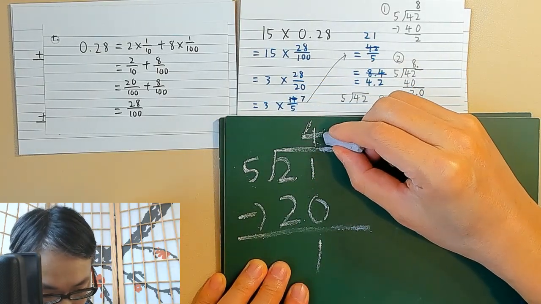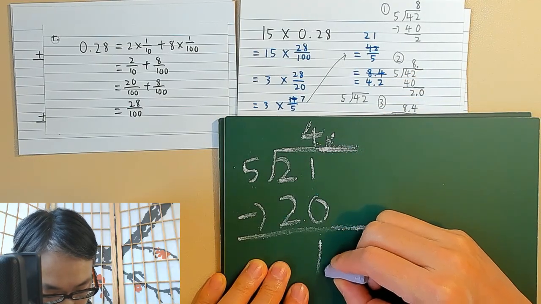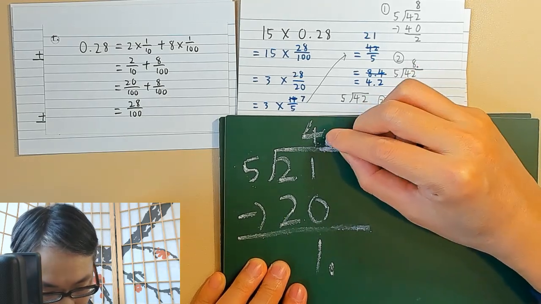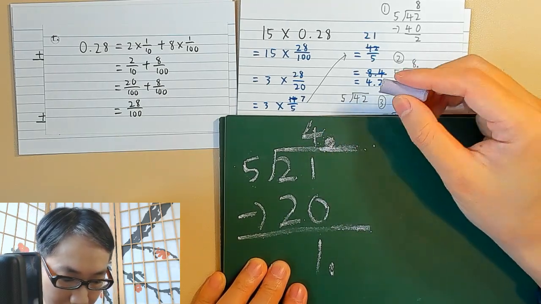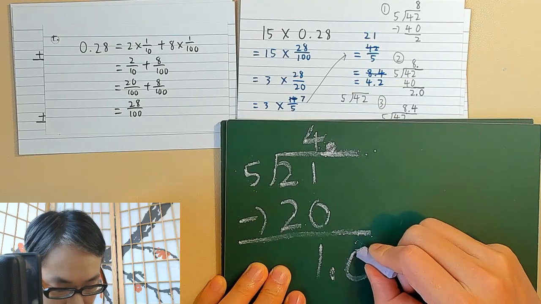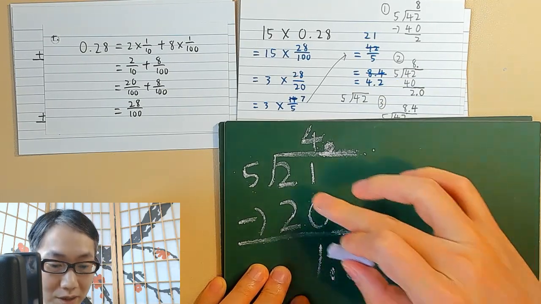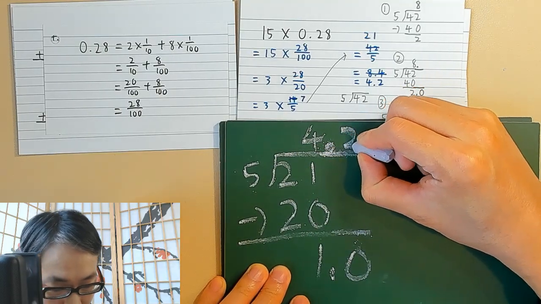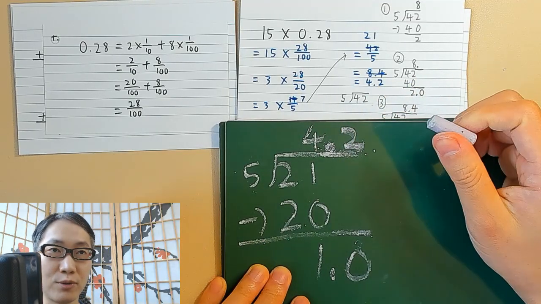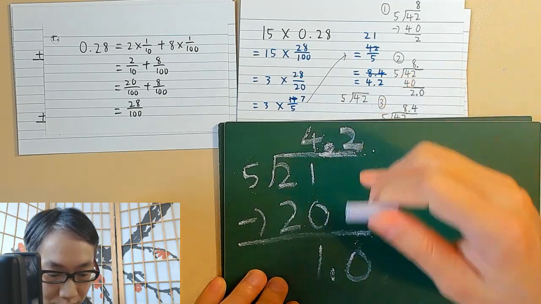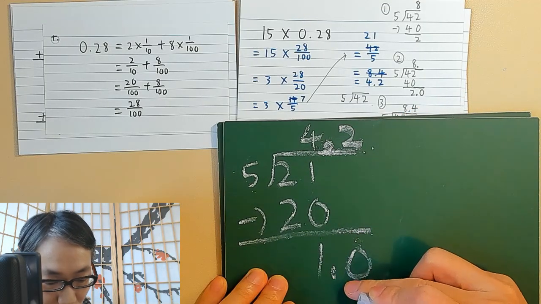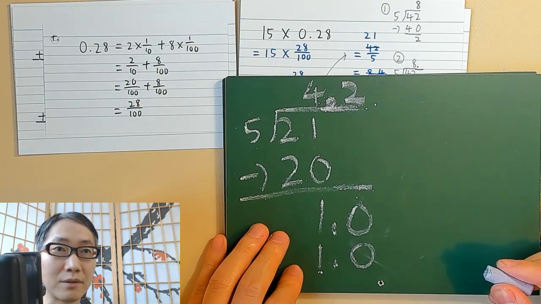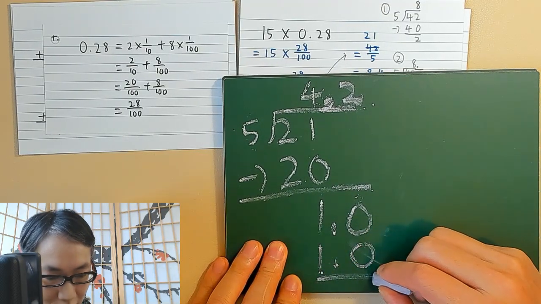And add a decimal dot because we are using decimals now. Then we have 1.0 to be divided by 5, and that will be 0.2 here. So we have 0.2 times 5 will be 1. Okay, and then the division is finished.